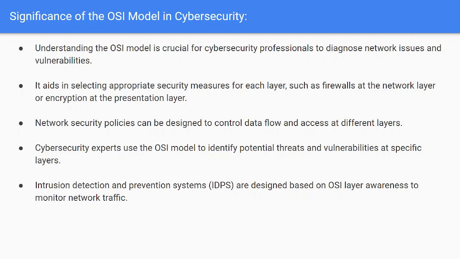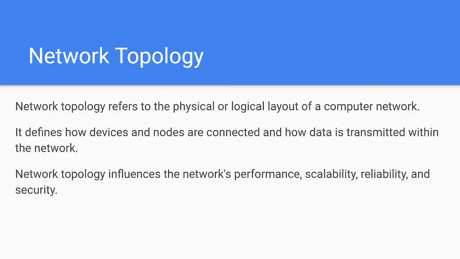Then cybersecurity experts use the OSI model to identify potential threats and vulnerabilities at specific layers. So when you understand the different layers of the OSI model, you can understand that, okay, this is a possible threat for this layer, and then look for how to combat it, how to mitigate these threats. Then intrusion detection and prevention systems are designed based on OSI layer awareness to monitor network traffic. So all right, let's move to the next one.